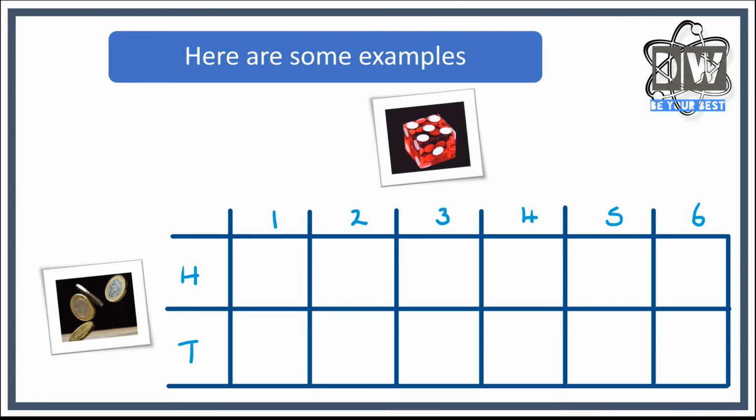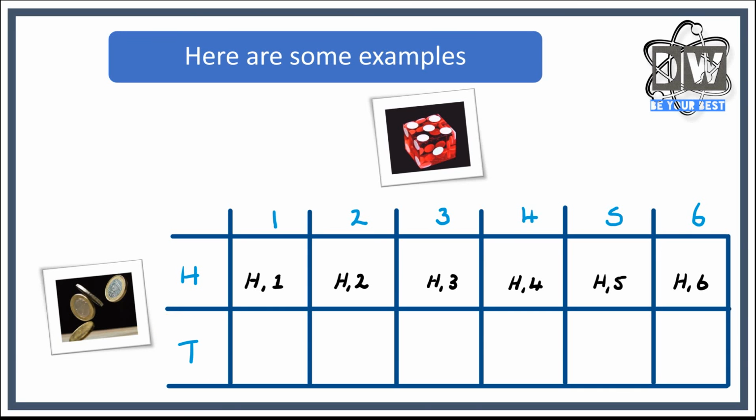So all the possible outcomes, we could say that we've got a heads and a 1. I could flip my coin and get a head, and I could roll the dice and get a 1. So basically, I represent that data by putting it in like that. I could flip a head and roll a 2, so I put that in there. A head and a 3. A head and a 4, a head and a 5, a head and a 6. So you can see how easy it is, isn't it? I could flip a head and get any of these possible outcomes.